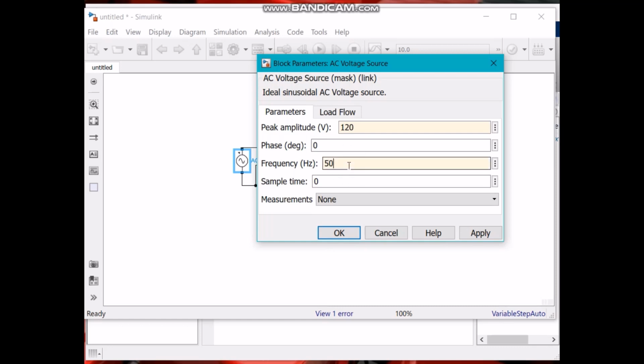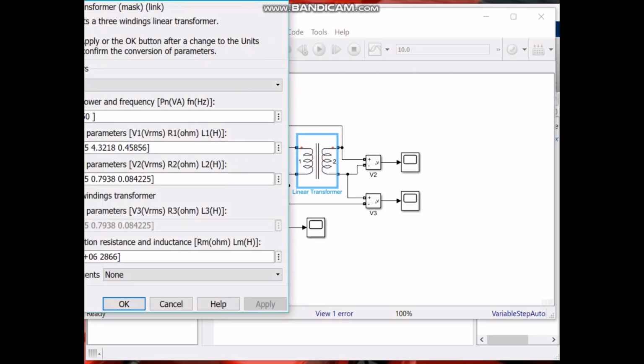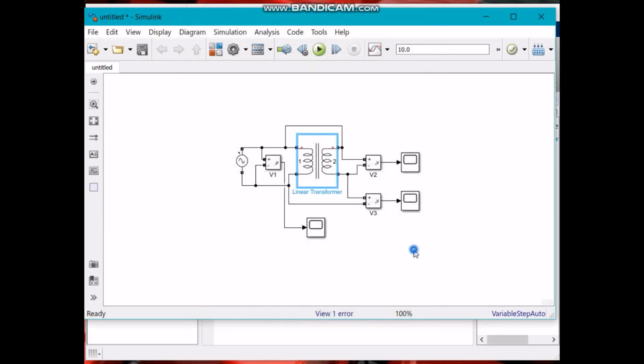We have 50 hertz frequency in Pakistan, so let's have that. We have to multiply that 120 with square root of 2 to get the peak voltage, right? Okay, so everything in place. Yeah, that's okay. Let's run the program.